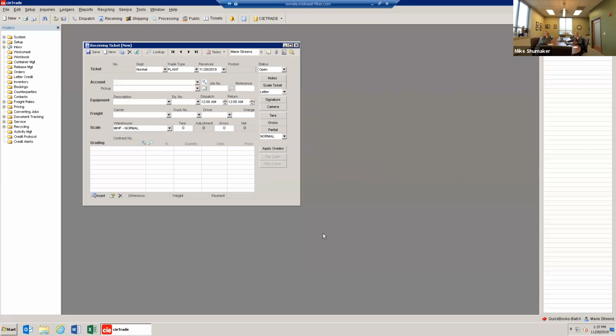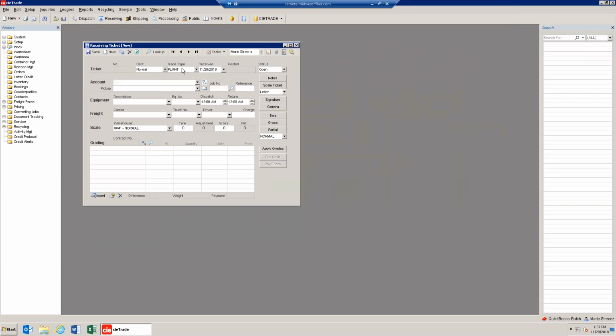Okay. Does anyone else have any comments or thoughts on the trade type?